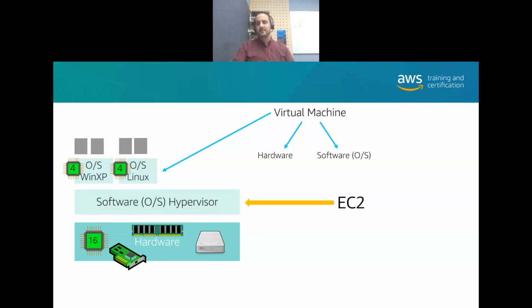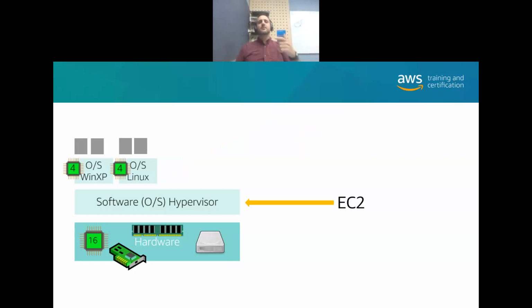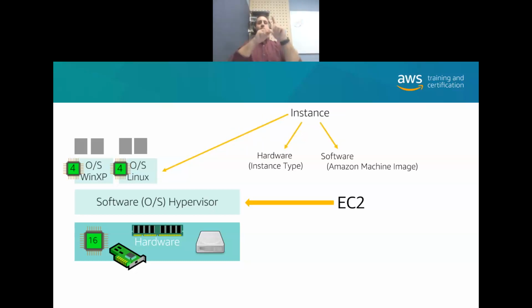In AWS, we call this exact same thing EC2. That's our hypervisor. And instead of VMs or virtual machines, we call them instances. And still we have 2 moving pieces for instances. We have the hardware, we call this instance type, and we have the software, we call this AMI, or Amazon Machine Image. Otherwise, it's all the same.